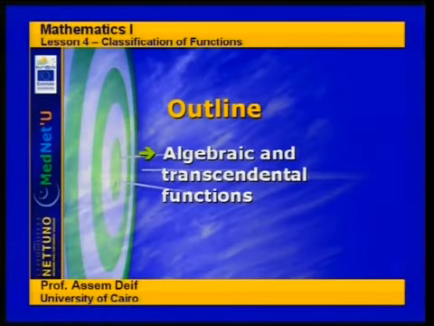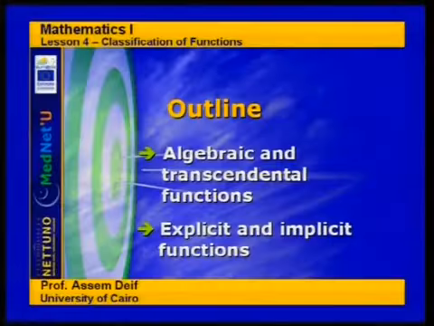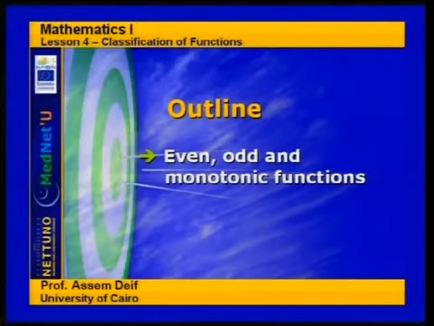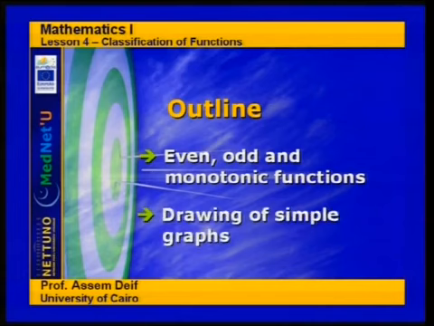In this lecture we are going to speak about the following topics. First of all, we have to differentiate between algebraic and transcendental functions. What do we mean by an algebraic function, and what do we mean by a transcendental function? Then we shall talk about implicit as well as explicit functions, and whether one can transform from one to another. Then we speak about even and odd functions as well as monotone functions. And finally, we speak about ways of drawing some simple functions.